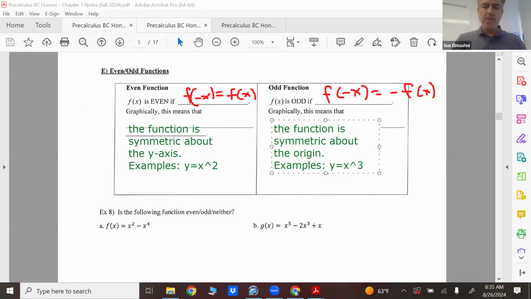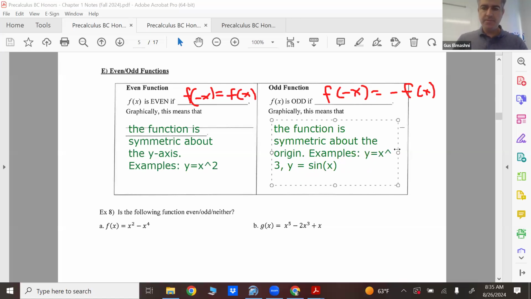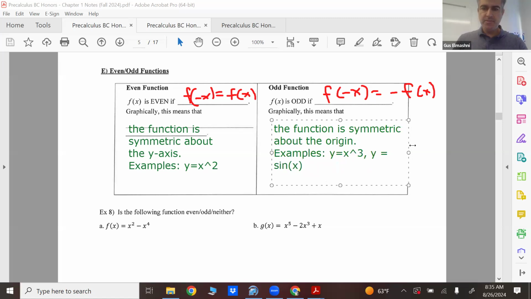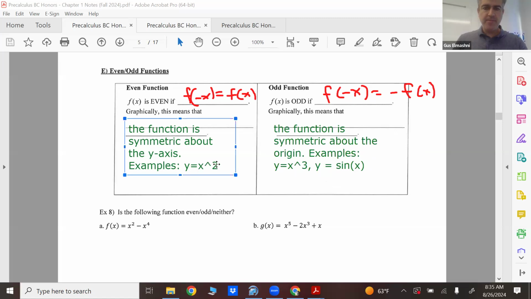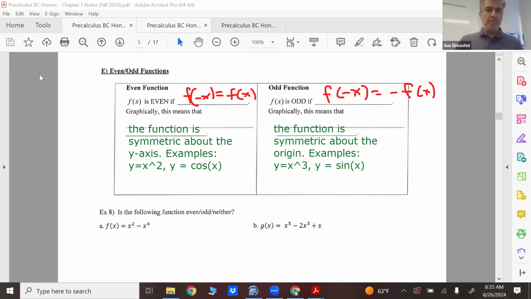I'll give you other examples too. y equals sine x. Much better. Here y equals cosine x. Just to give you other ones that are not necessarily polynomials. Okay, so let's think about it. If I graph y equals x squared, the graph looks like this, right?